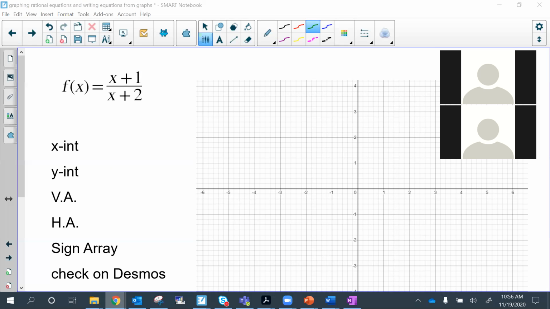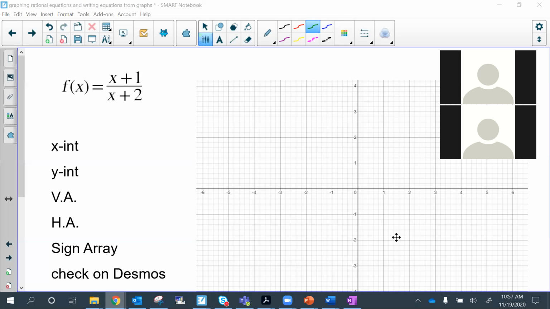All right, so I'm going to ask Jade, help me out with the x-intercept. Jaren, can you help me out with the y-intercept? And Maddie, can you help me out with the vertical asymptotes? And then I'm going to leave the horizontal asymptote up to whoever wants to do it, all right? So that was Jade, Jaren, and Maddie.